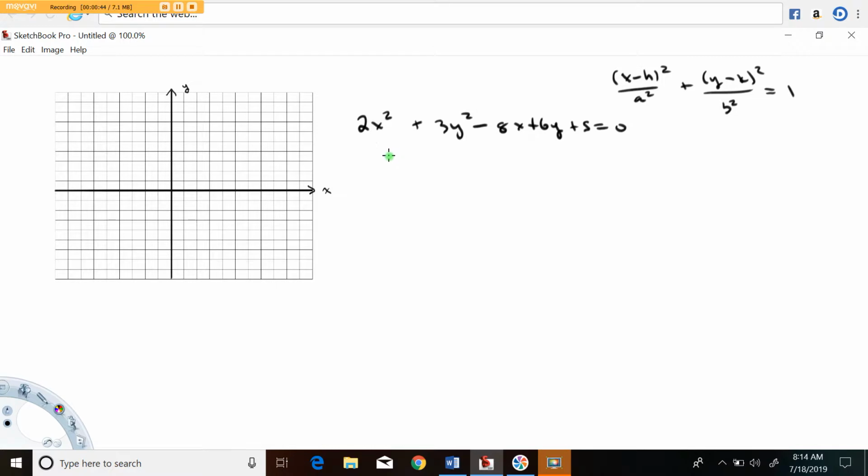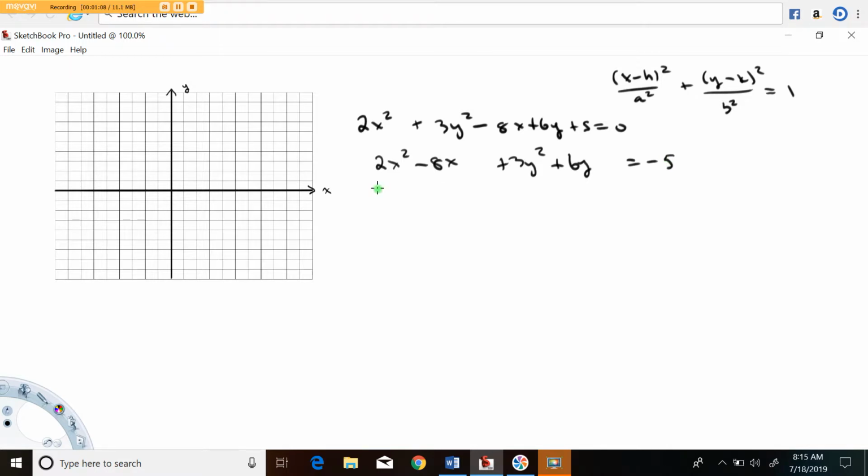So let's get the x's together. We're going to have 2x squared minus 8x. I'm going to leave a little space here. Let's get the y's together: plus 3y squared plus 6y. And then typically you'll notice there's a 1 here. You put the constants on the right. Now that was a plus 5, so subtracting 5 from both sides.